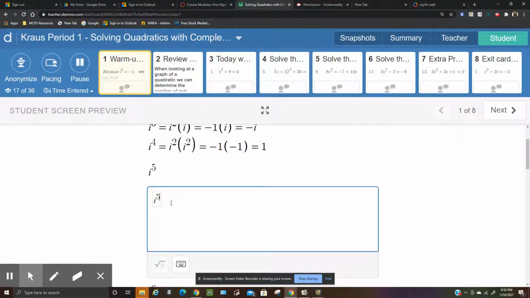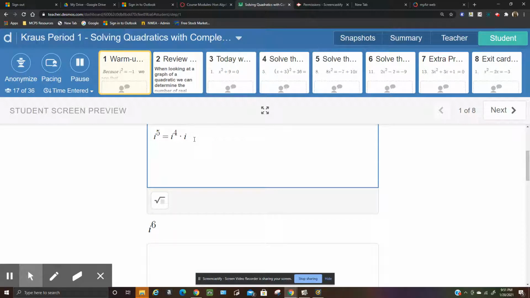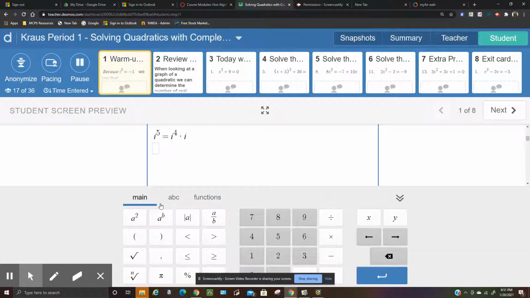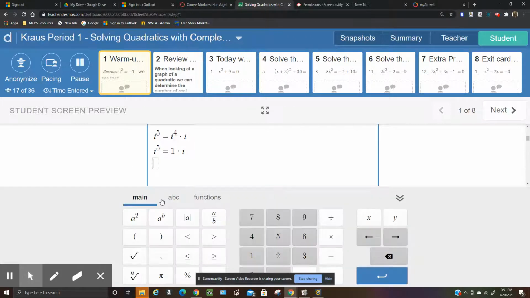I to the fifth is going to be I to the fourth times I. We know what I to the fourth is. It's 1 times I. So I to the fifth is equal to I.